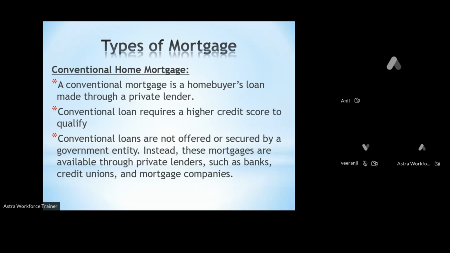A conventional mortgage is a home buyer's loan made through a private lender. A conventional loan requires a higher credit score to qualify. Conventional loans are not offered or secured by a government entity. Instead, these mortgages are available through private lenders such as banks, credit unions, and mortgage companies. Okay, so private lenders, private banks, or you can say private financial institutes. Do you guys have any idea what non-banking financial institutes we have in India?